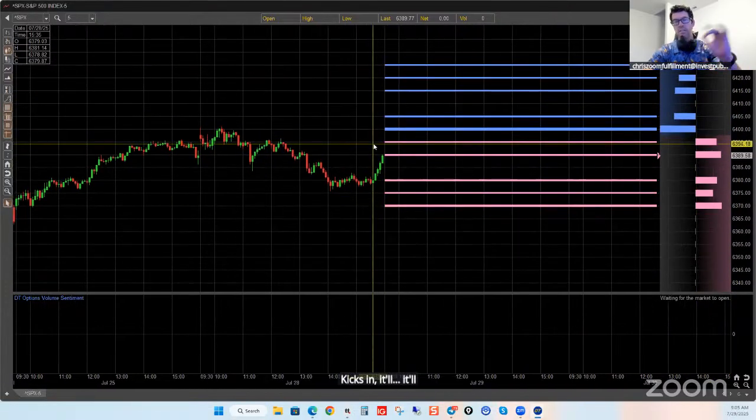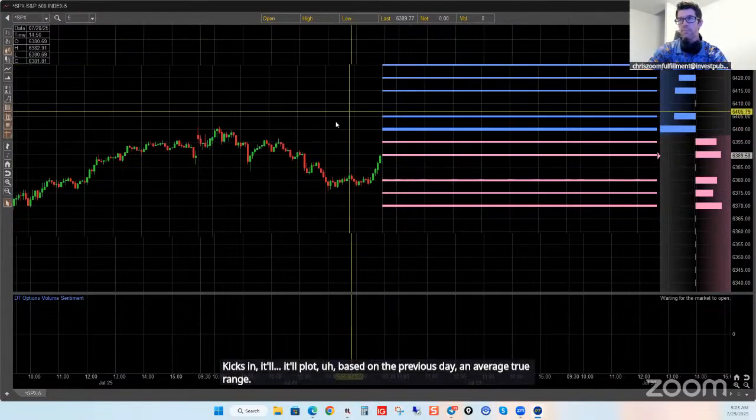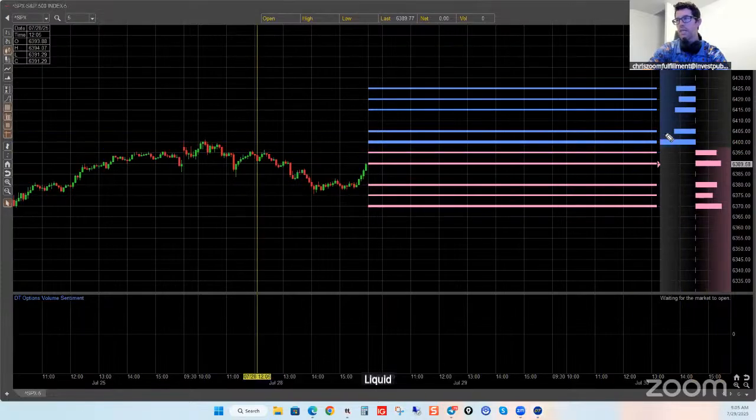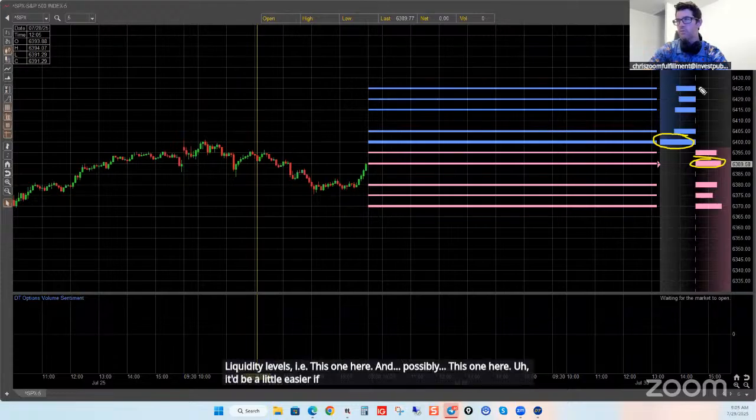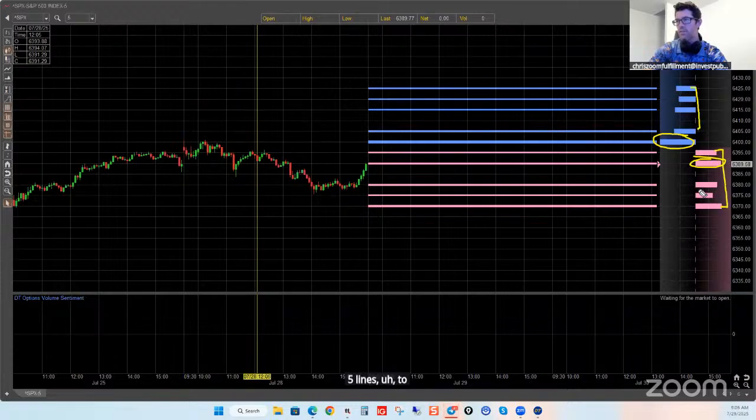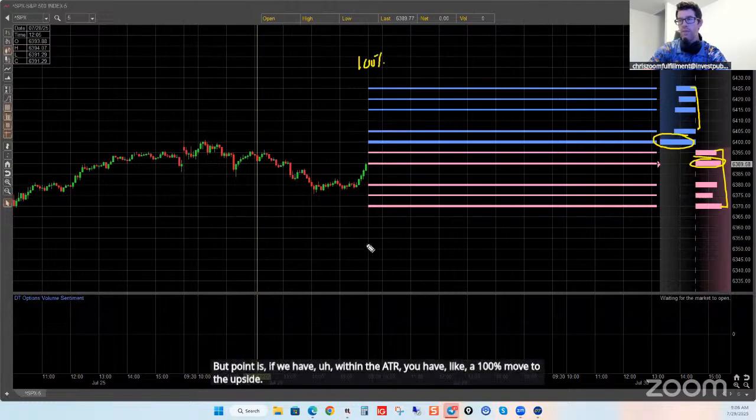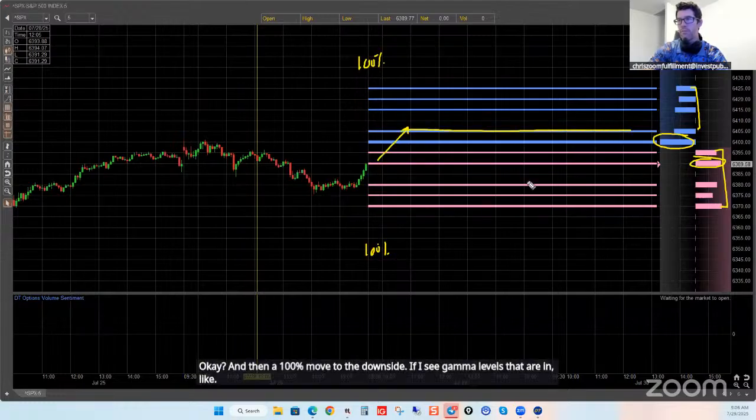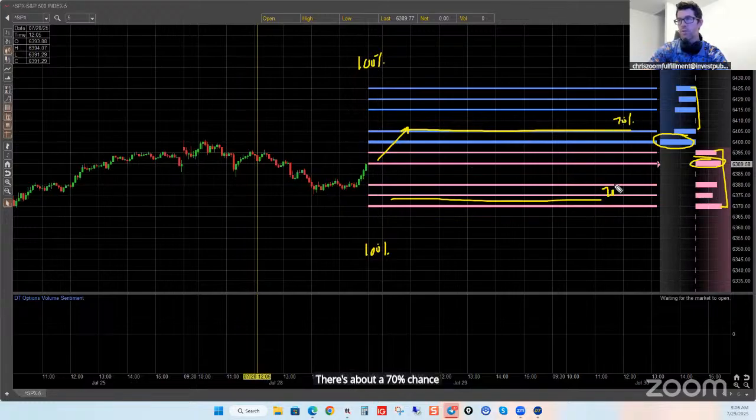It'll plot based on the previous day an average true range. And what's kind of nice here is if I see some of these big liquidity levels, i.e. this one here, and possibly this one here. It'd be a little easier if it was not 5 lines to the upside, 5 lines to the downside. But point is, within the ATR, you have like a 100% move to the upside, and then a 100% move to the downside. If I see gamma levels that are in like the 50% zone of this ATR, there's about a 70% chance that directionally we can hit those levels.